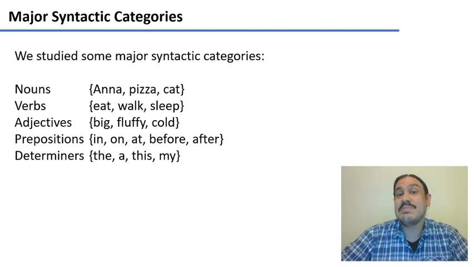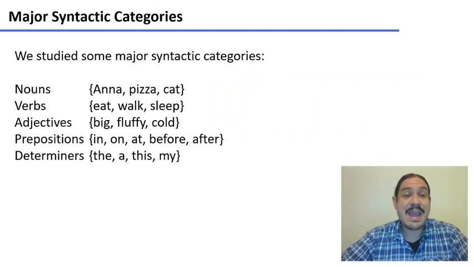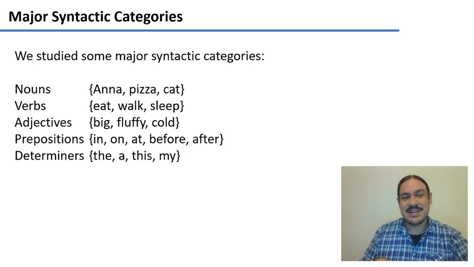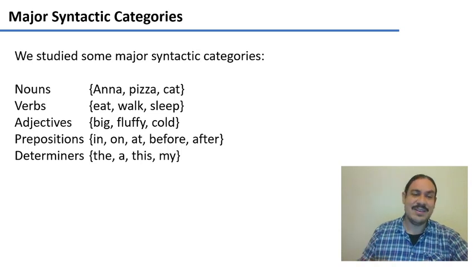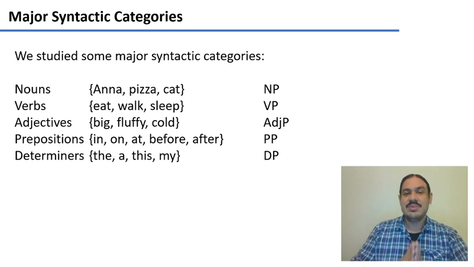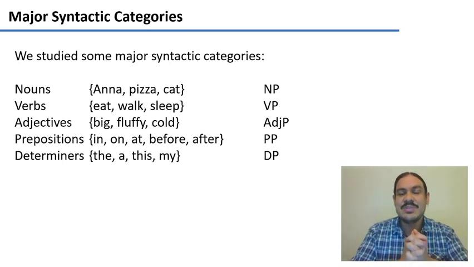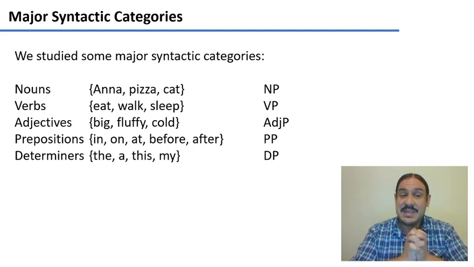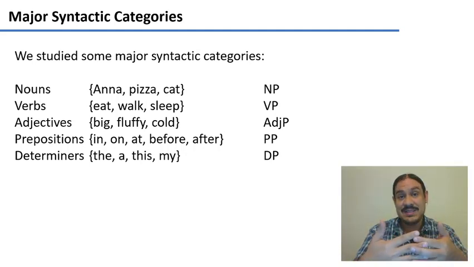In the last video, we reviewed some major syntactic categories. We have things like nouns, verbs, adjectives, prepositions, determiners, like the, this, my, for example. We're going to create a name for these. We're going to call nouns noun phrases, or NPs for short. We're going to call verbs verb phrases, VPs. We're going to call adjectives adjective phrases. Prepositions are going to be PPs, prepositional phrases, and determiners are going to be DPs, determiner phrases.